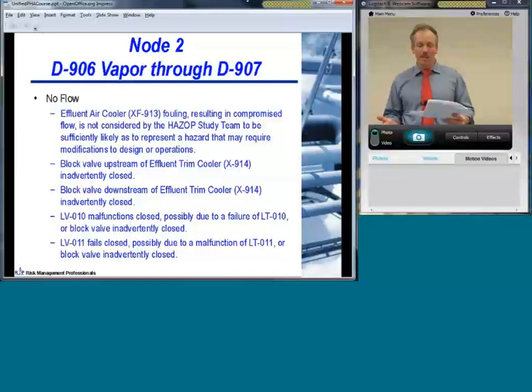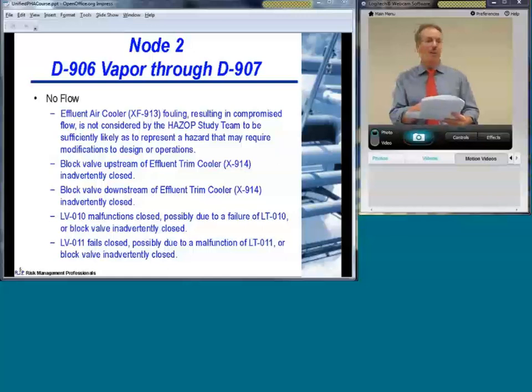If you notice when we were talking about the level control valve in node one, we really didn't talk about the block valve upstream or the block valve downstream because it really didn't make a difference. Here you need to be sensitive to design pressures and whether things make a difference. Combining stuff is great, but you never want to lose sight of the fact that you may, in this case, have to pick up on the fact that XF913 is designed for 850 PSIG. D906 is also designed for 850 PSIG, but X914 is only designed for 550 PSIG.